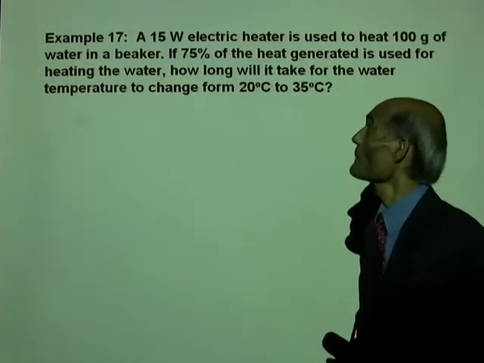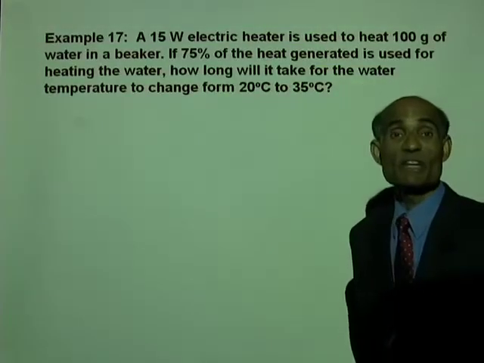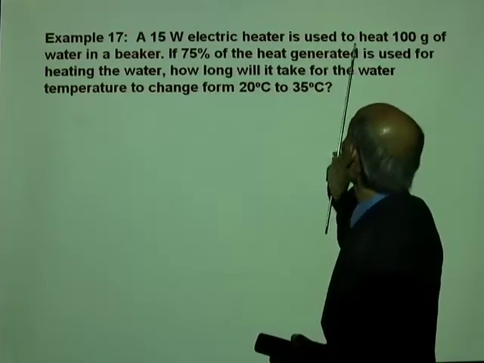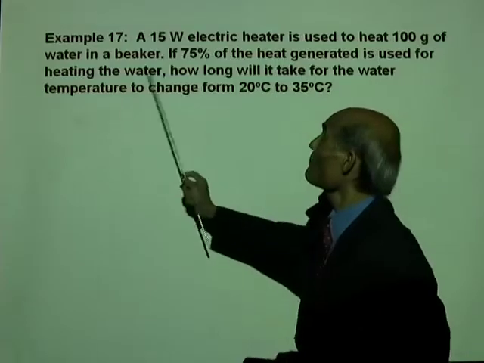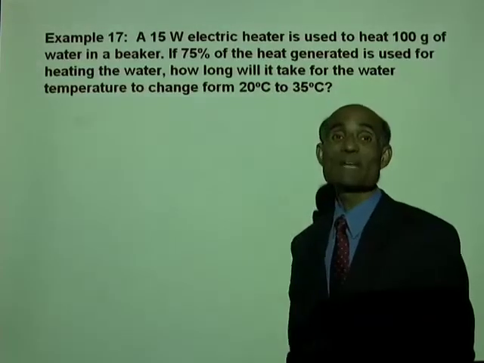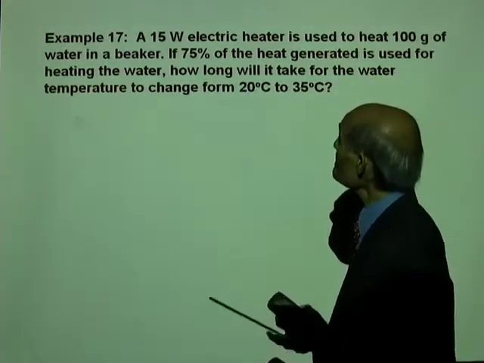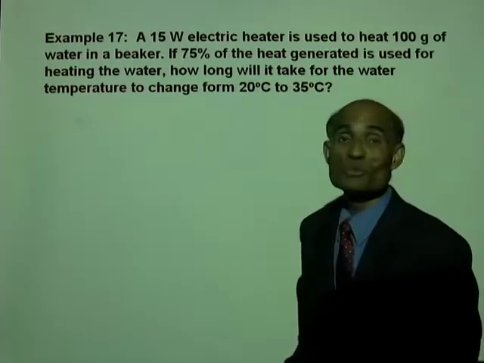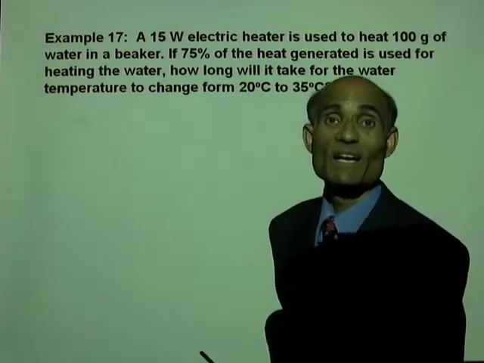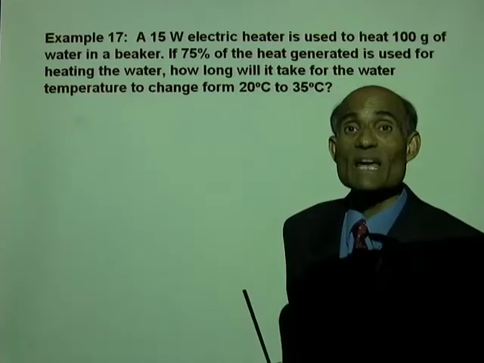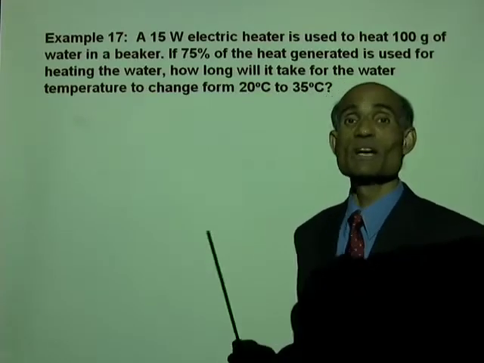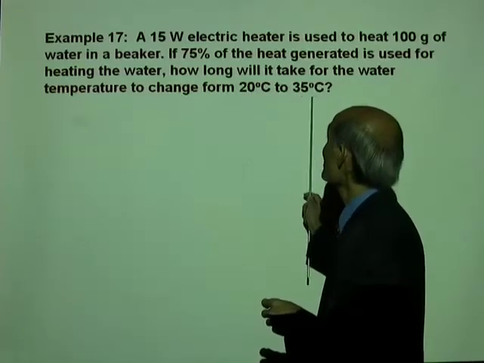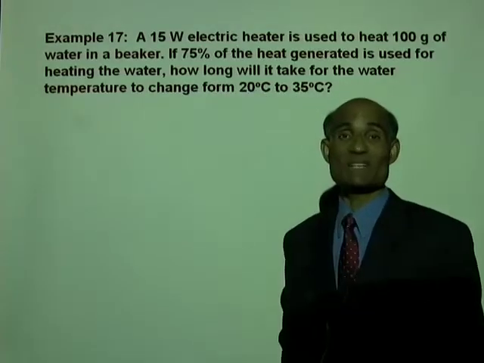Let's do another problem. A 15-watt electric heater is used to heat 100 grams of water in a beaker. If 75% of the heat generated is used for heating water, how long will it take for the water temperature to change from 20 degrees Celsius to 35 degrees Celsius?